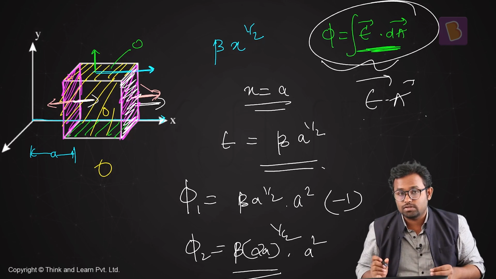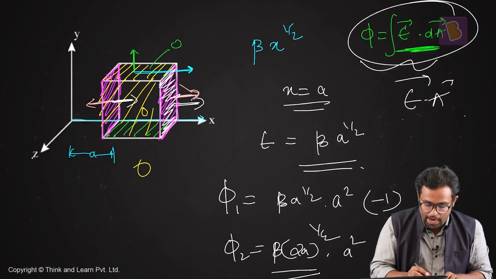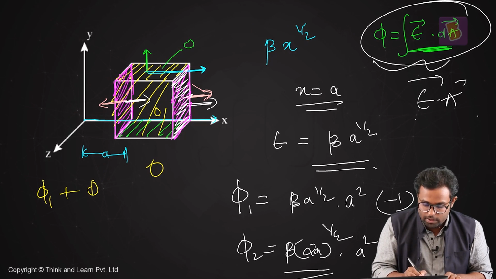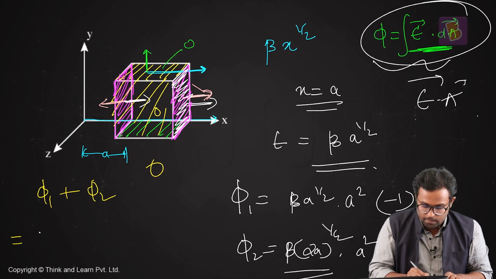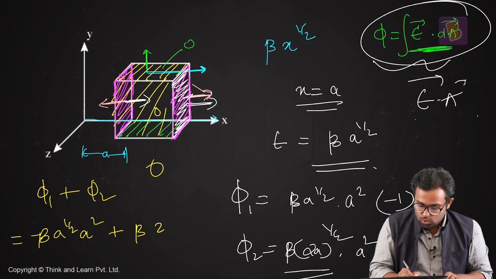So what is the net flux? Because flux is a scalar quantity, I can add them. So phi1 plus phi2, when I add, what do I get? I get negative beta A to the power of 1 by 2 times A square, plus beta 2A to the power of 1 by 2 times A square.